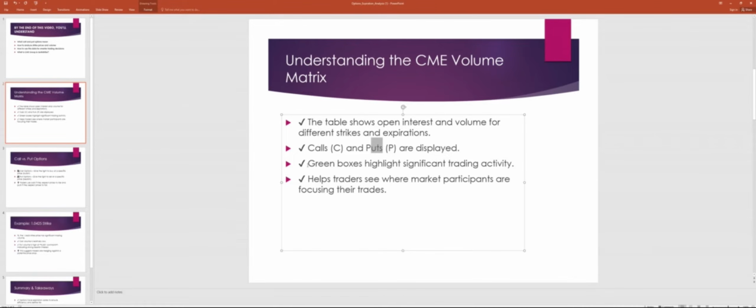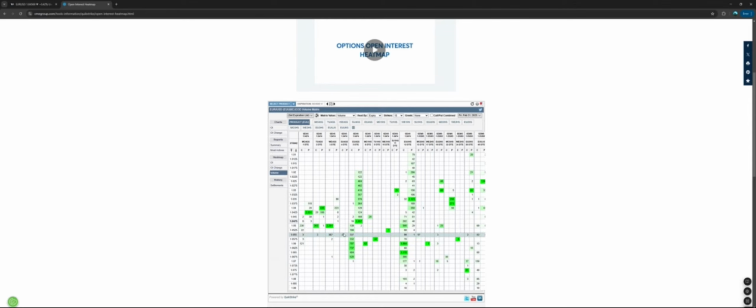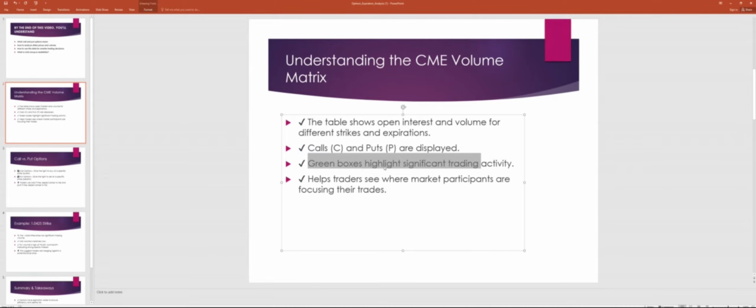Now, follow me gently. You see a green box highlighted with significant trading activities. Now let's go back to the chart. We can see this green box. This place that is shaded green, thick green. Those are where, like the slide says, these are green boxes highlighted with significant trading activities.